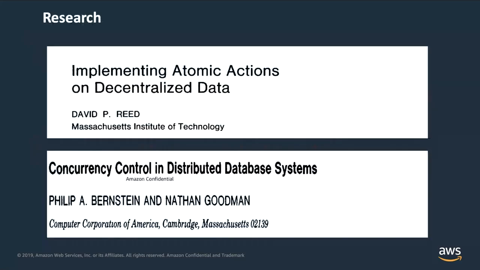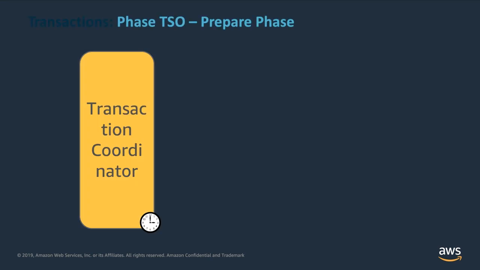achieve isolation. For serializability, we decided to borrow an old technique called timestamp ordering. This approach has been credited to both David Reed and Phil Bernstein, and it goes back about 40 years. And we adopted timestamp ordering to apply it to a key value store. So how did we do it?